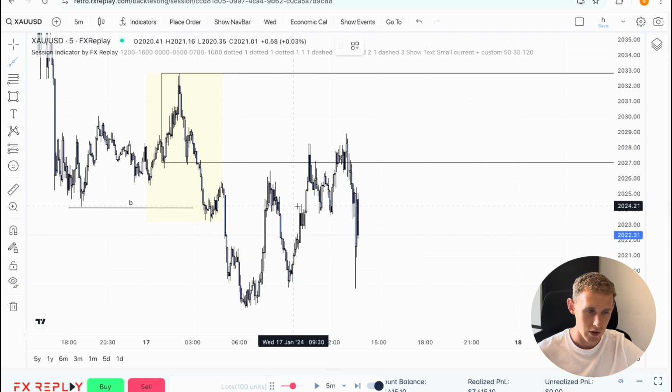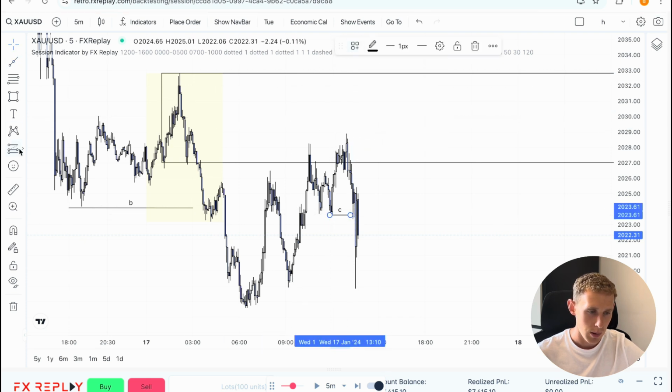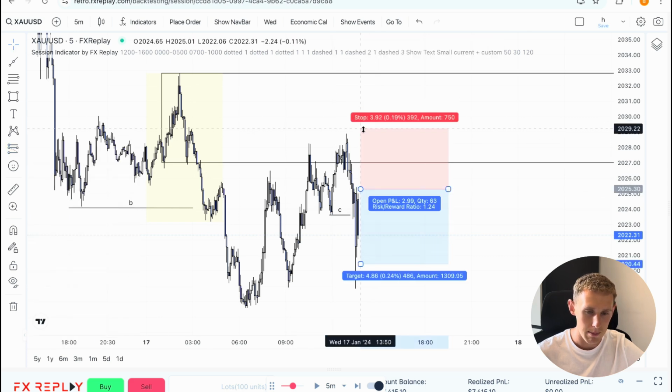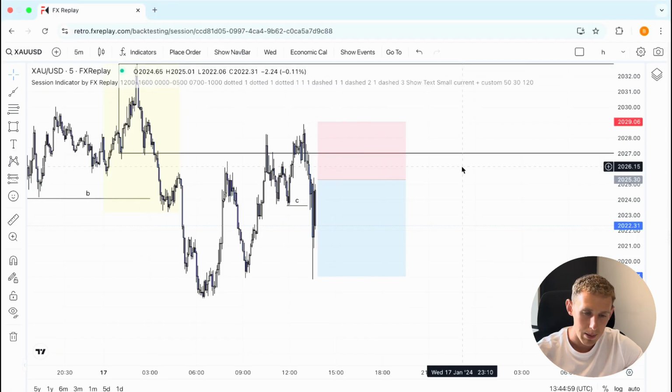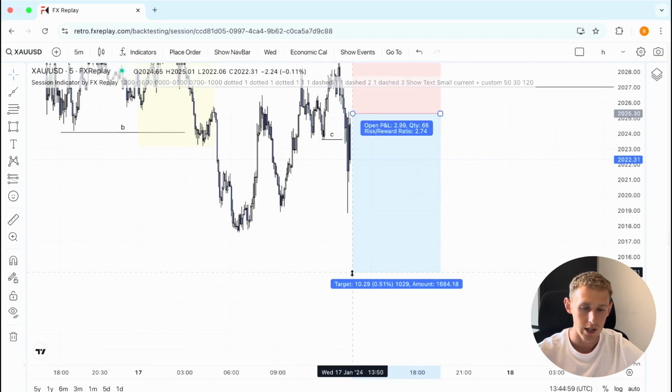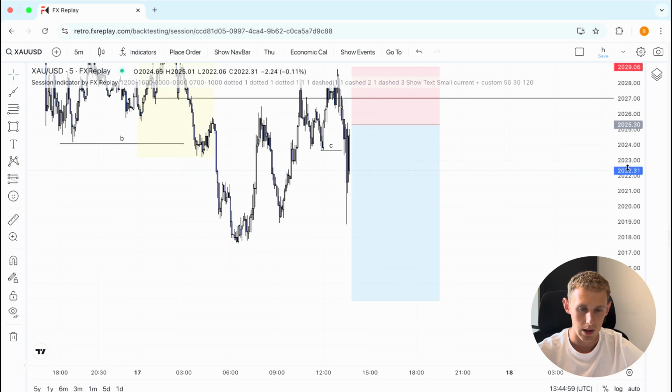Damn, I missed the entry there. I played it slightly too quickly, but this was the change of character. Price pulled back, swept this supply zone into the imbalance. So yeah, I played price slightly too quickly there, but this should have been the entry targeting like 1 to 3 down here.